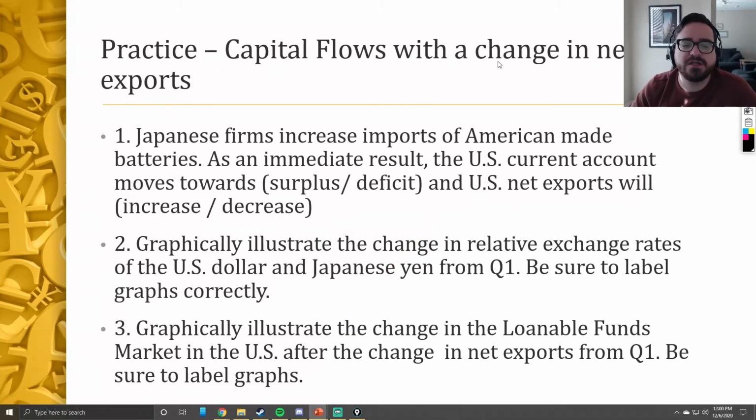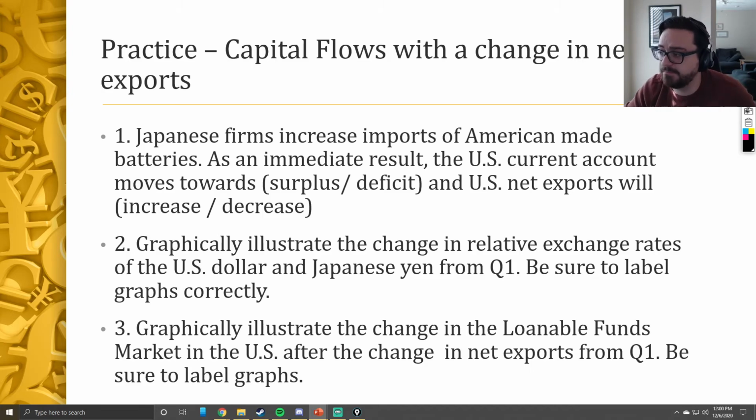So here is one final example, sort of half of an FRQ effectively. So here is your question. Japanese firms increase imports of American-made batteries. This is a three-part question. Go through the entire thing.